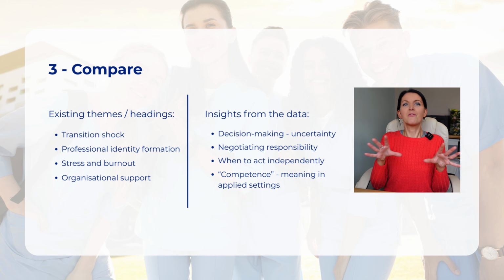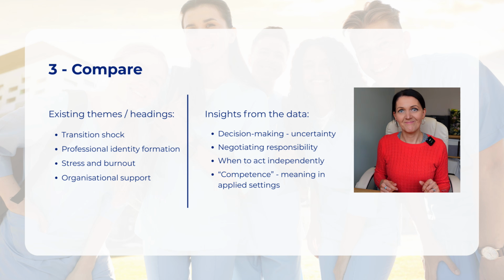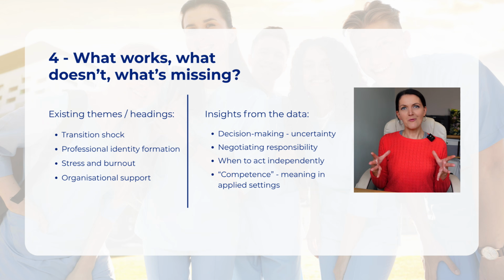Instead of rewriting everything, do something much simpler. Map the two structures next to each other. On the one side are the existing literature review themes. On the other are the key concepts emerging from the analysis. And this is where things become clearer. Step four is to identify what works, what doesn't, and what's still missing.